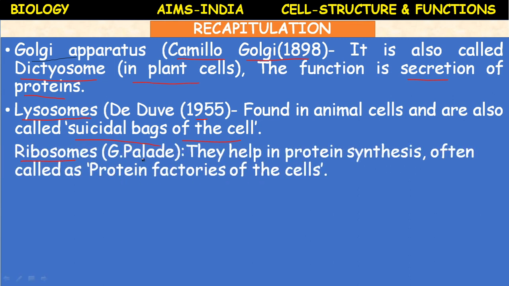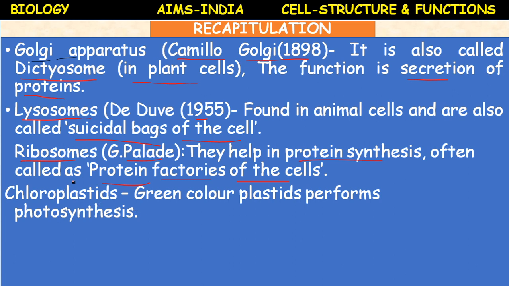Ribosomes. Ribosomes were discovered by Palade. Who discovered ribosomes? Palade. These ribosomes help in protein synthesis. They are often called protein factories of the cell. Which organelles are called protein factories of the cell? Ribosomes. These ribosomes are freely existing in the cytoplasm of the cell, or they may be attached to the endoplasmic reticulum. The endoplasmic reticulum with ribosomes is called rough endoplasmic reticulum. What is the function? Protein synthesis.